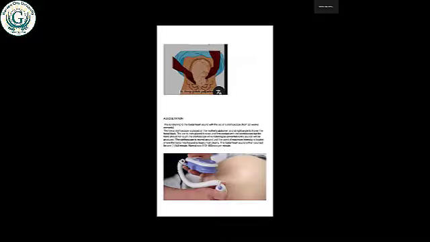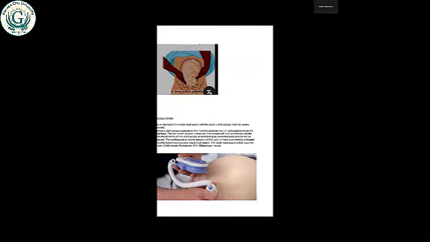So the fetal stethoscope is moved around until the point of maximum intensity is located, where the fetal heart sound is heard most clearly. The fetal heart sound is then counted for one full minute. Normal fetal heart rate is 110 to 160 per minute. Thank you.